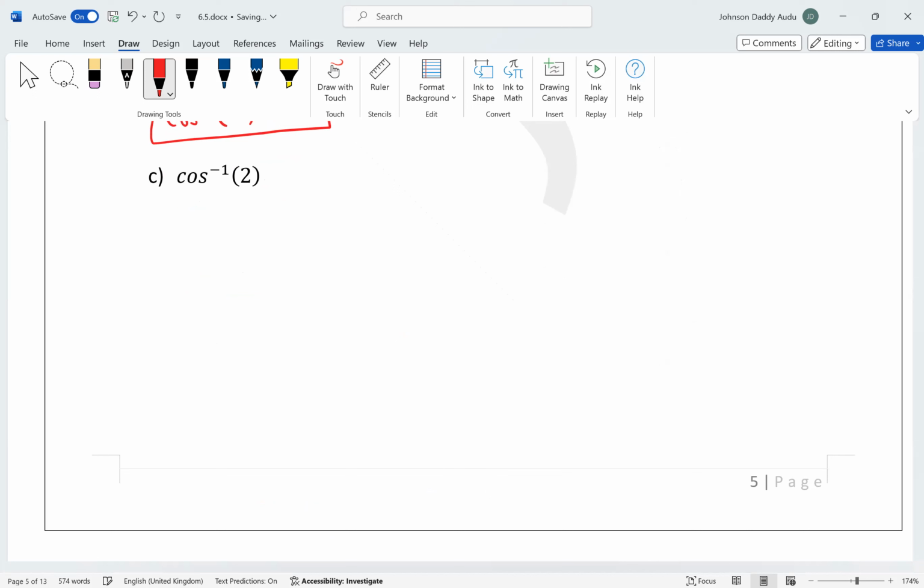Now, for the third one, look at this one. This one does not make sense because look at what this is saying. It's asking you to find cosine inverse of 2. But 2 is not in the domain of cosine inverse. Remember, the domain of cosine inverse is from minus 1 to 1. So if I'm looking for cosine inverse of 2, this function cannot see 2 because 2 is not in the domain. So this is undefined.